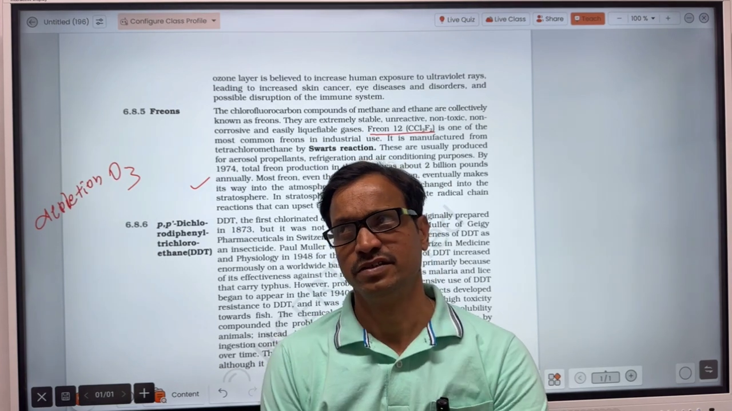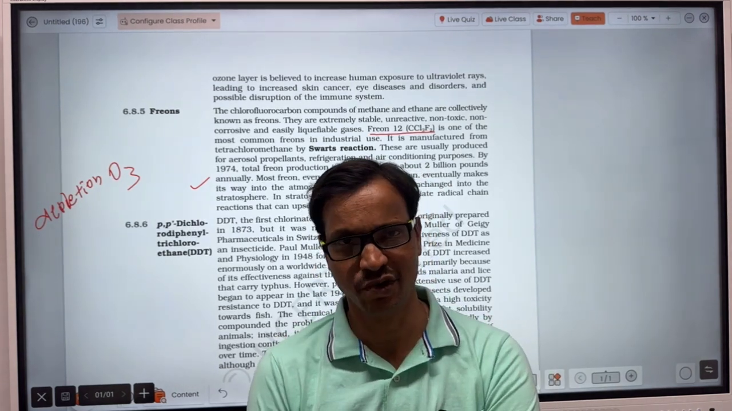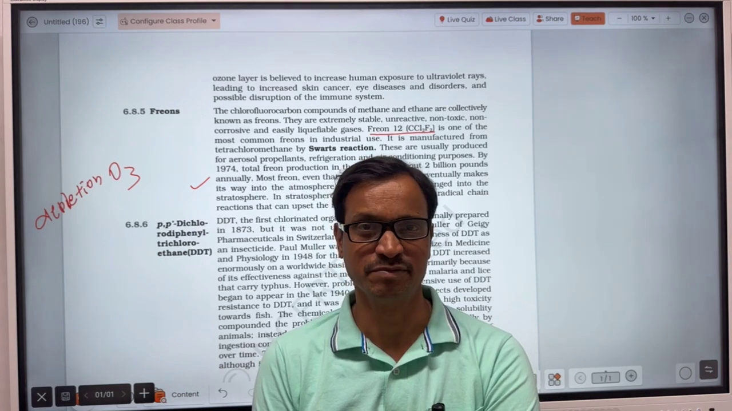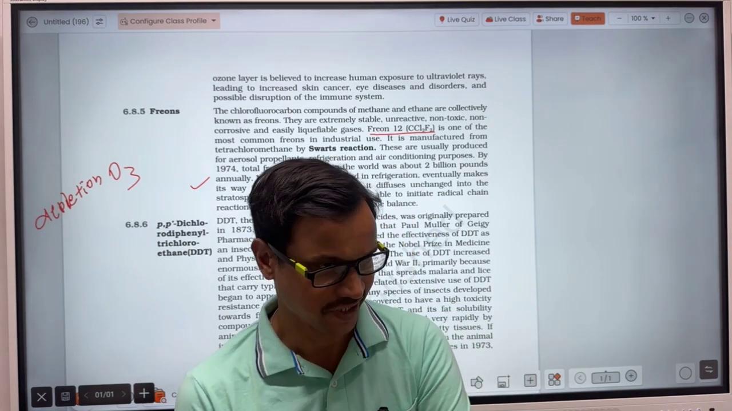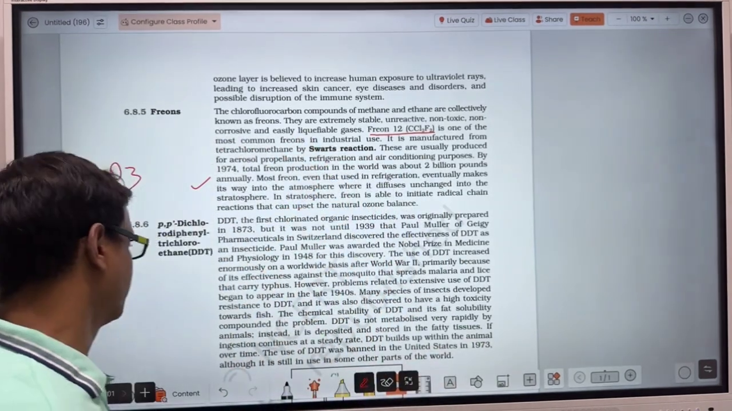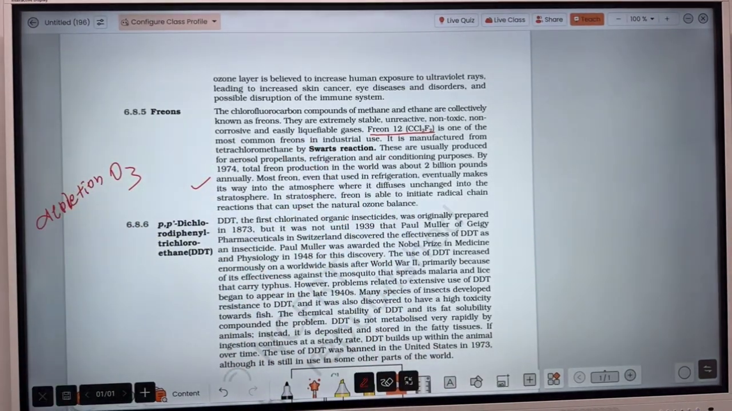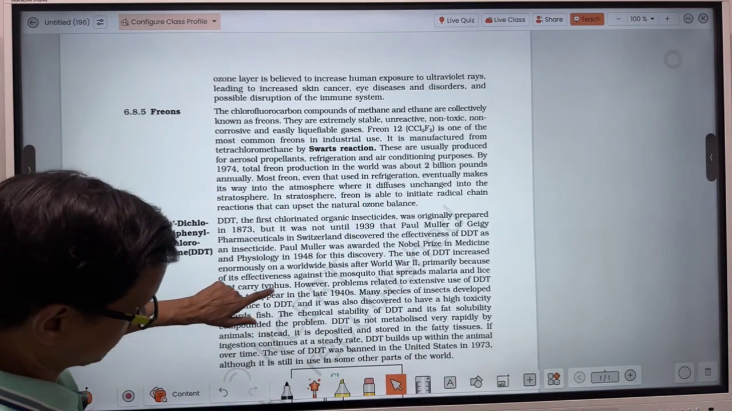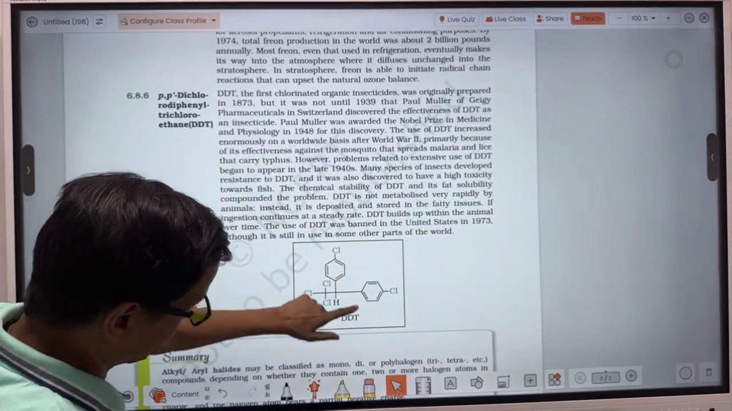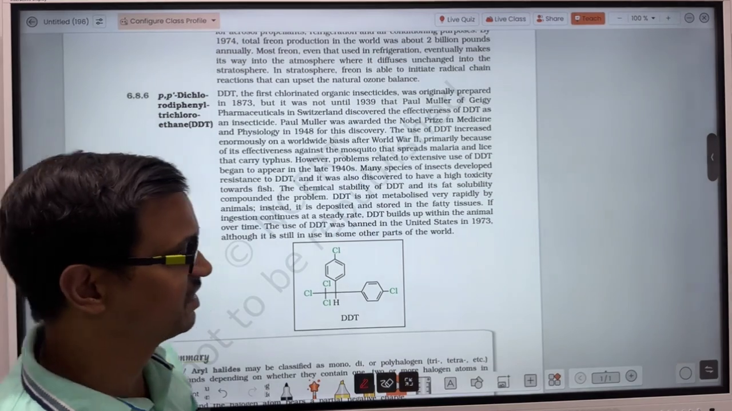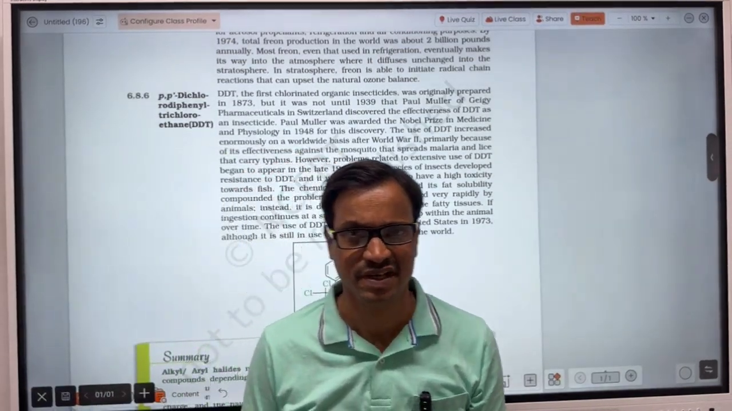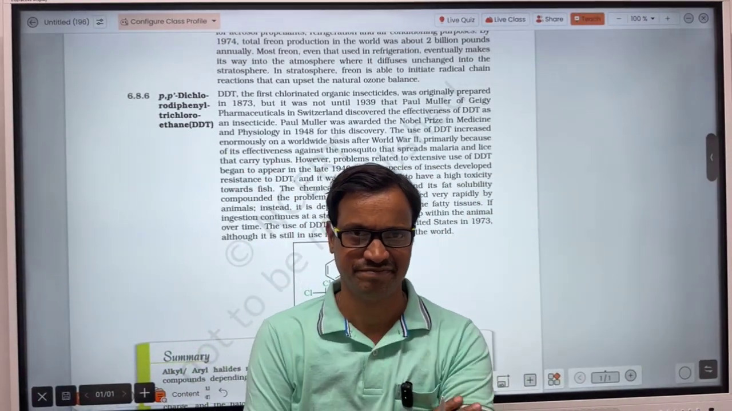In addition to that, questions are also asked from here in examinations which are based on the graduation level. So that is quite important. Now let's see about DDT. DDT, the name is dichloro-diphenyl trichloroethane. This DDT was used as an insecticide.